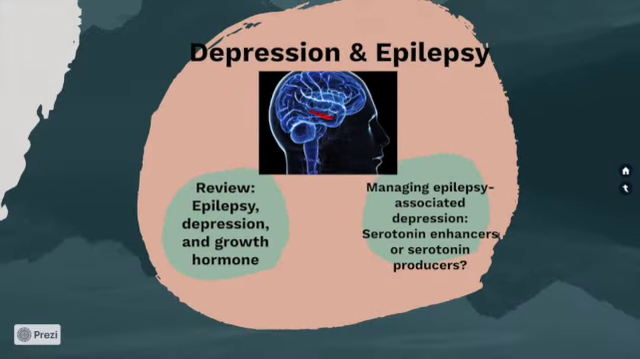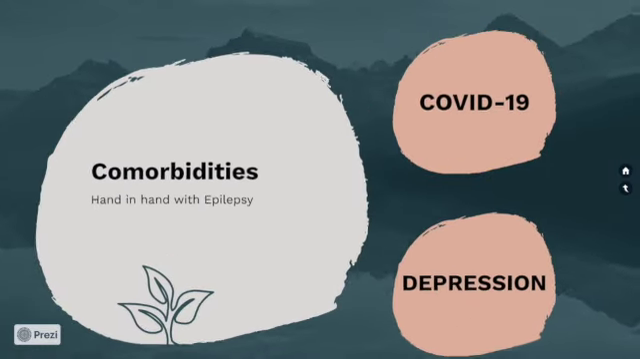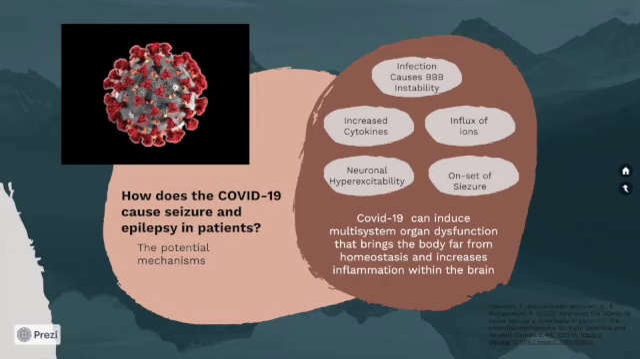Now let's take it a little closer to home and look at COVID-19's comorbidity with epilepsy. How does COVID-19 cause seizure and epilepsy in patients? So here's the potential mechanism that this paper has determined. The coronavirus infects the person and causes our blood-brain barrier to become unstable.